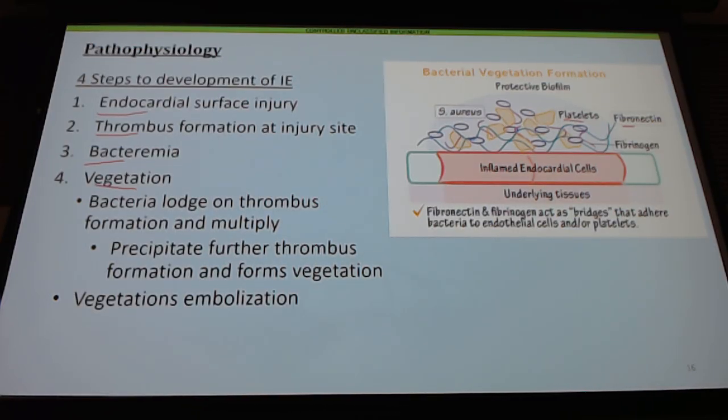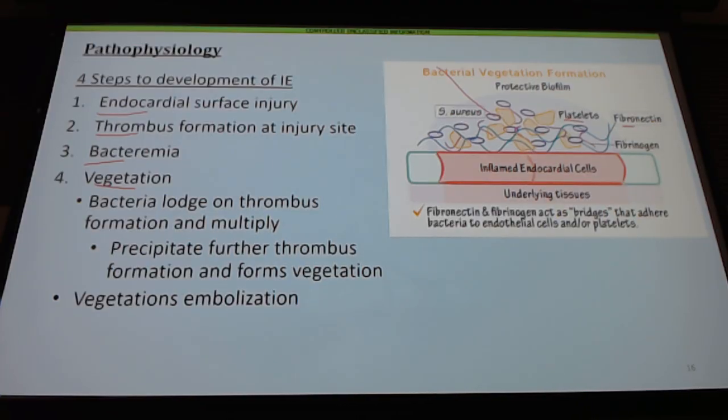And you develop this thing called a vegetation. And because you have this very complex thing in there, antibiotics have difficulty getting through this area and killing all of that bacteria in that vegetation. So this is one of the reasons why it is so difficult to treat this kind of infection.